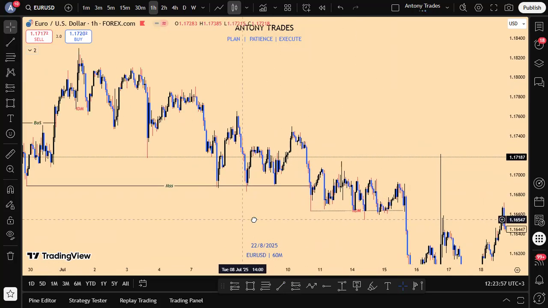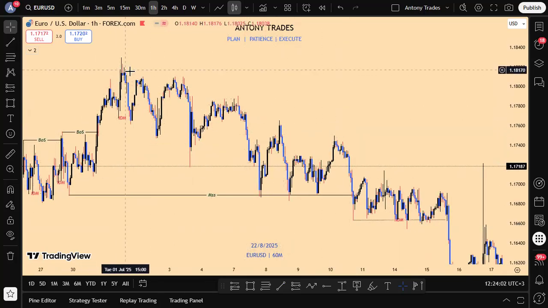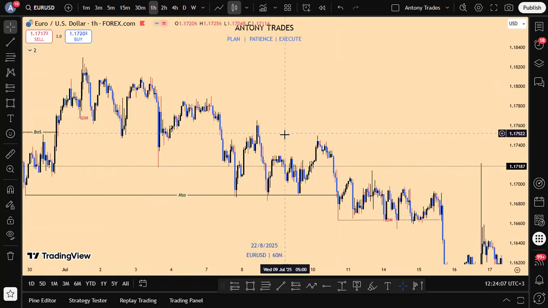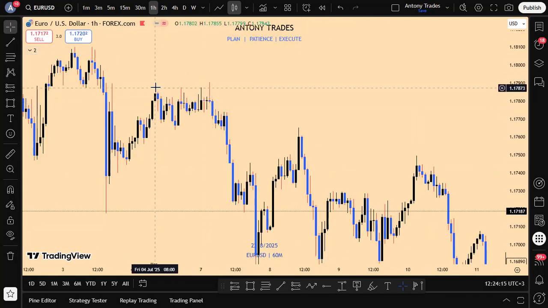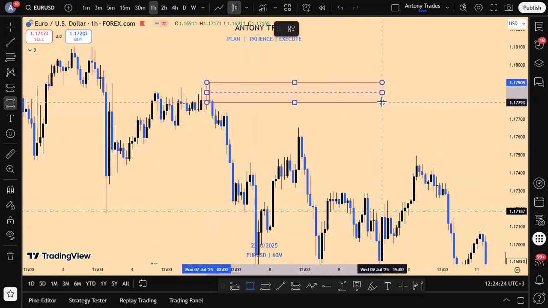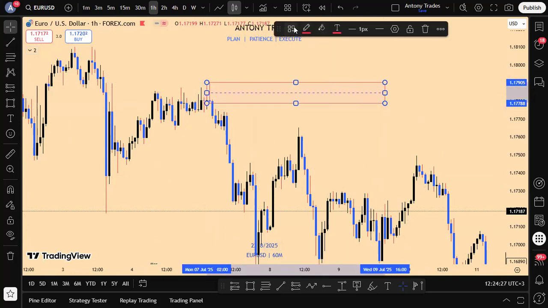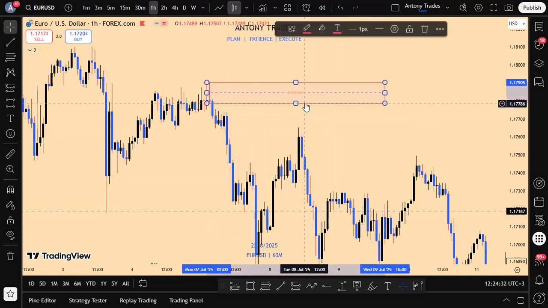This is our inducement. Now, within this push to the downside, we have to identify where is liquidity, which is the POI that was never mitigated. And if I can see very clearly, we have a very nice order block here, which has swept liquidity, then pushed to the downside like this and broke this low. So this order block was never mitigated like this. So this is my supply or my order block.